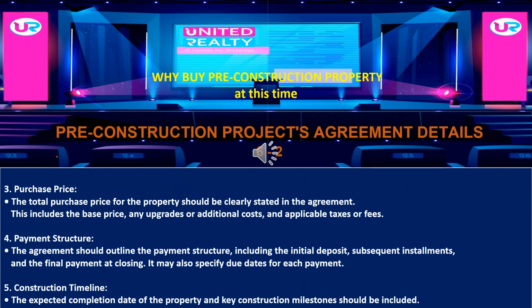3. Purchase price. The total purchase price for the property should be clearly stated in the agreement. This includes the base price, any upgrades or additional costs, and applicable taxes or fees. 4. Payment structure. The agreement should outline the payment structure, including the initial deposit, subsequent installments, and the final payment at closing. It may also specify due dates for each payment.